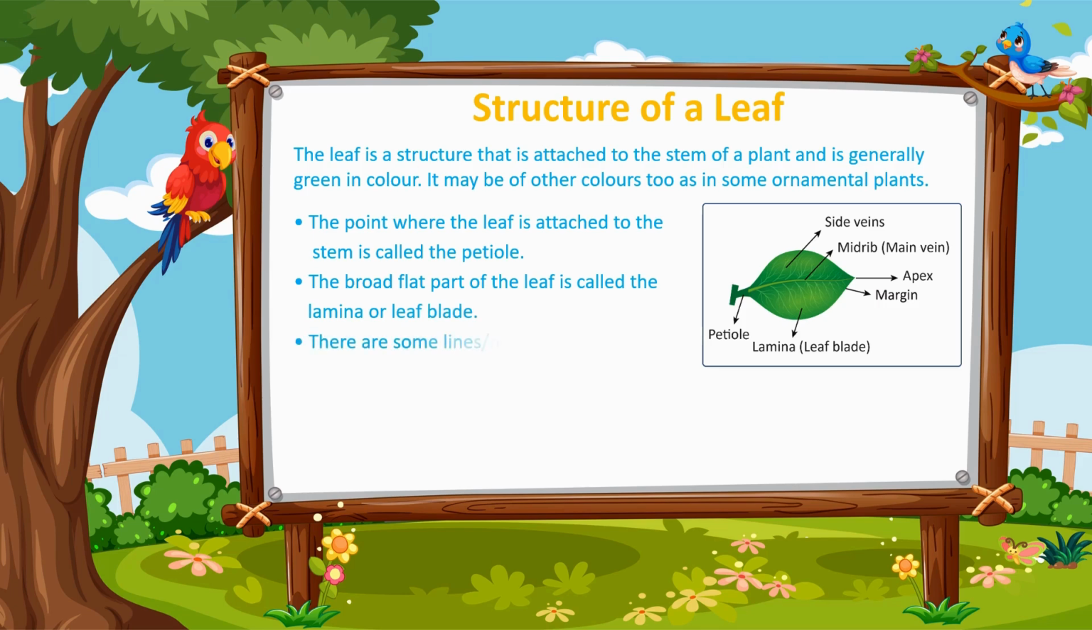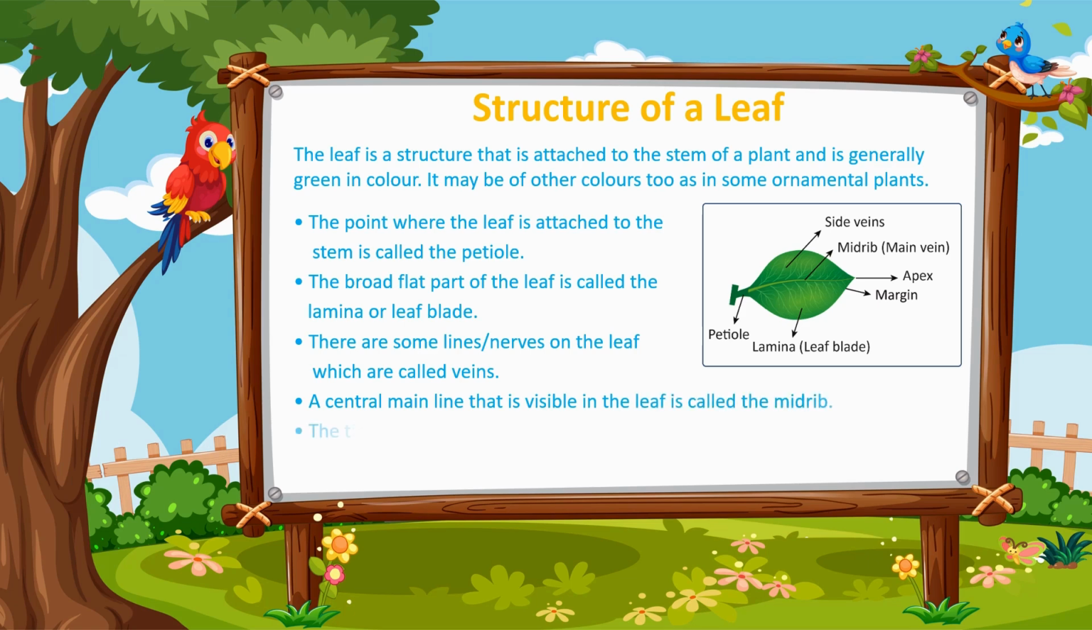There are some lines, nerves on the leaf which are called veins. A central main line that is visible in the leaf is called the midrib. The tip of the leaf is called apex. The outline of the leaf is called margin.